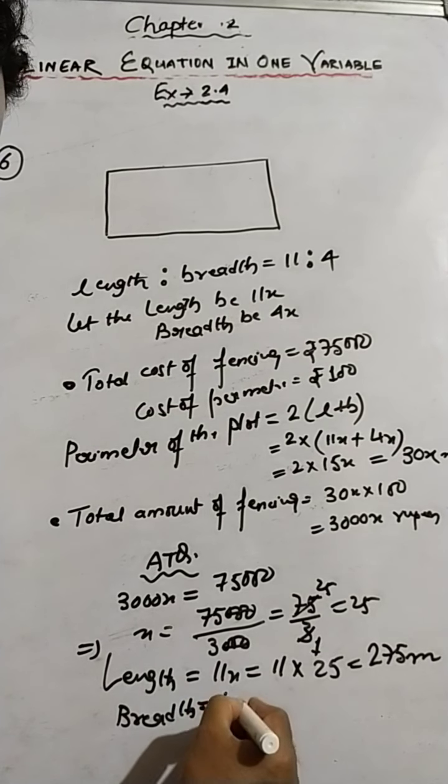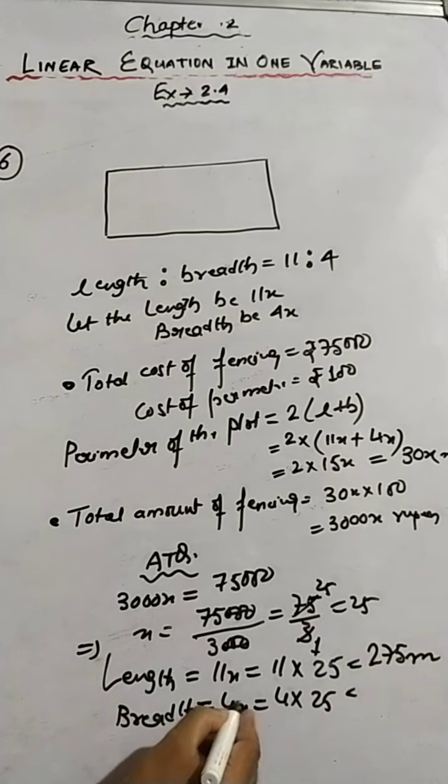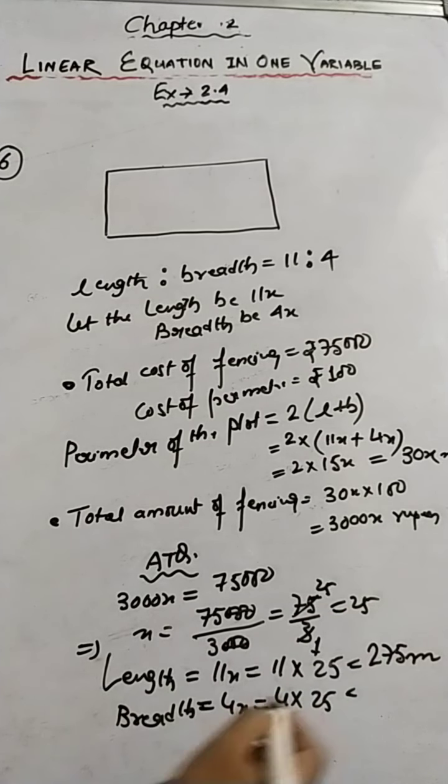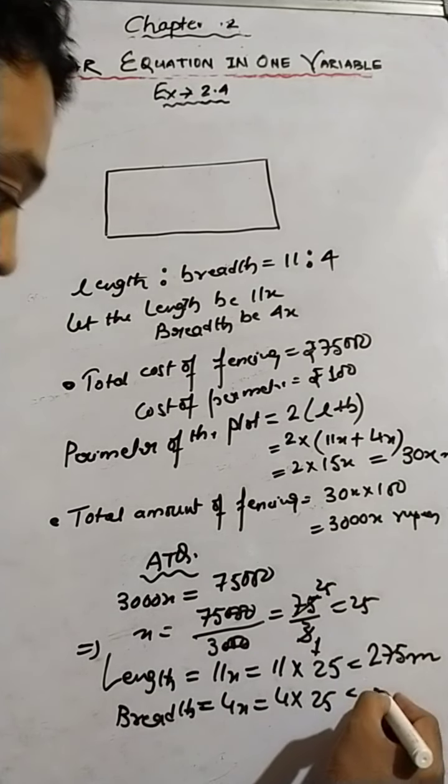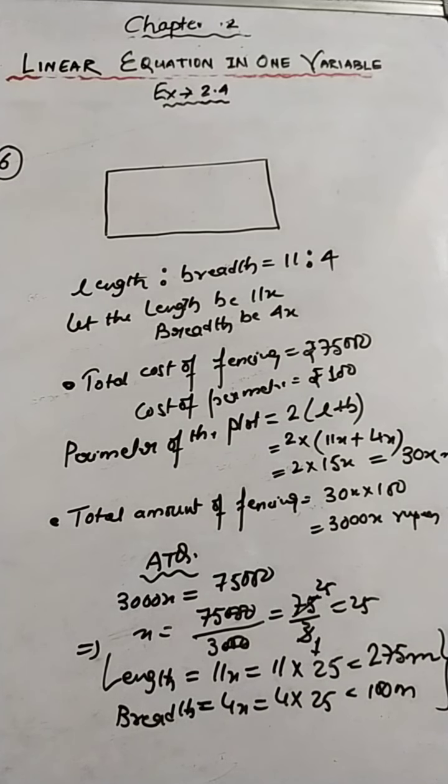So we'll write 4x. 4x means 4 into 25, because the value of x is 25. So 4 into 25 is what? 100 meter. So this is your final answer, students. Okay, so this is the solution of question number 6. I hope everyone has understood. Now let's move on to sum number 7.